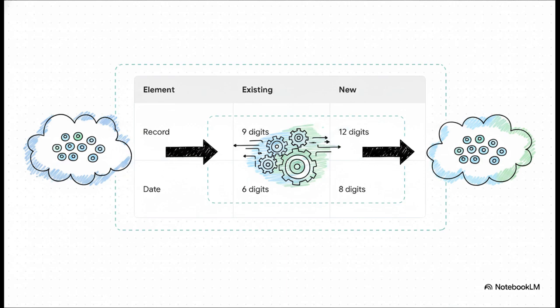Let's look at the health record number. The old system stored this as a 9-digit number, right? But the new system absolutely requires 12 digits. So a specialized conversion program has to be written to automatically add 3 leading zeros to every single record being moved over. It's a literal before and after mapping that takes incredible planning to ensure absolutely no patient data is lost or corrupted during the transfer.